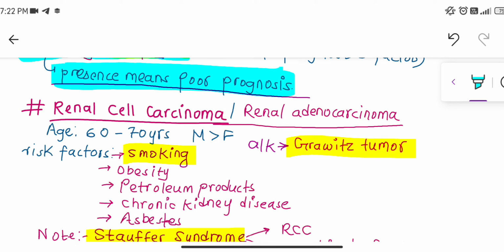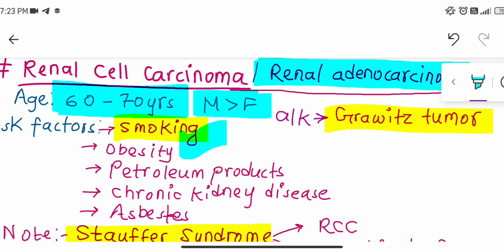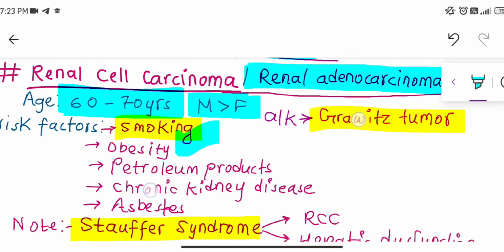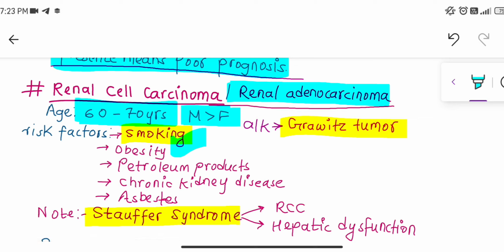Now next is renal cell carcinoma. Renal cell carcinoma is also a malignant tumor, also known as renal adenocarcinoma. The age group affected by this tumor is 60 to 70 years, and more males are affected. The most common risk factor is smoking. Renal cell carcinoma is also known as Grawitz tumor. You may get confused by the names, but you have to remember.